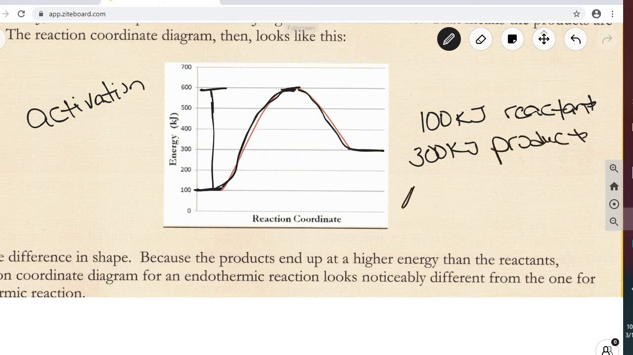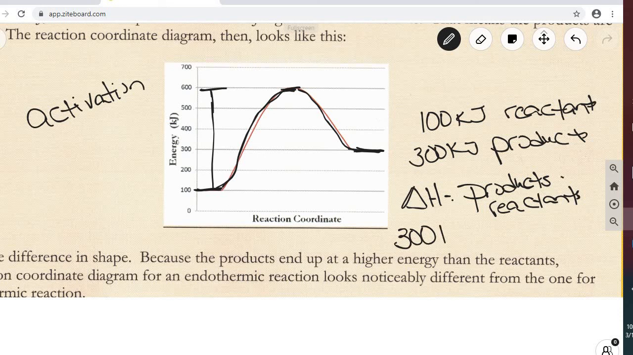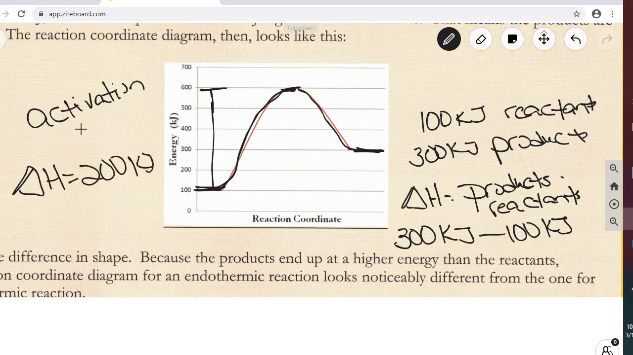Okay, so delta H is products minus reactants. The energy in the products was 300 kilojoules, and the energy of the reactants was 100 kilojoules. So delta H is equal to 200 kilojoules. It's positive, and therefore this is an endothermic reaction.